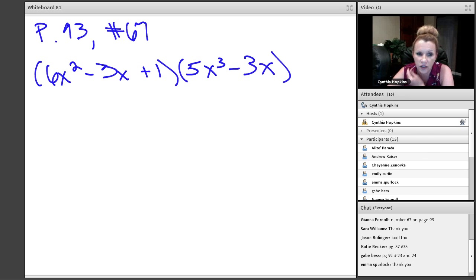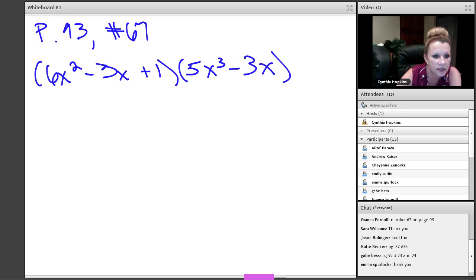So the first factor has 3 terms and the degree is 2, so that's a quadratic trinomial. The second factor has only 2 terms, but the degree is 3, so that's a cubic binomial. Okay, so I'm multiplying a quadratic trinomial times a cubic binomial. You need to know those names.